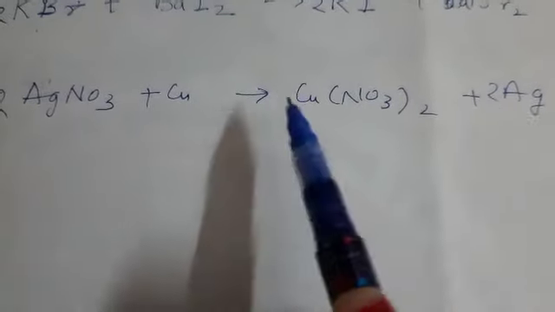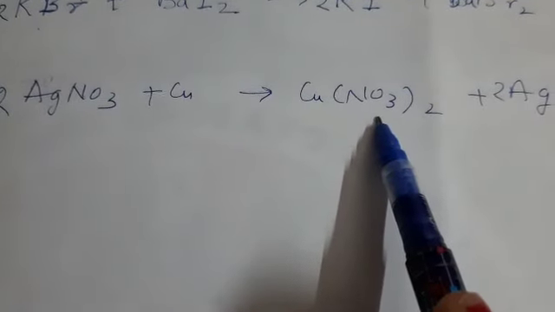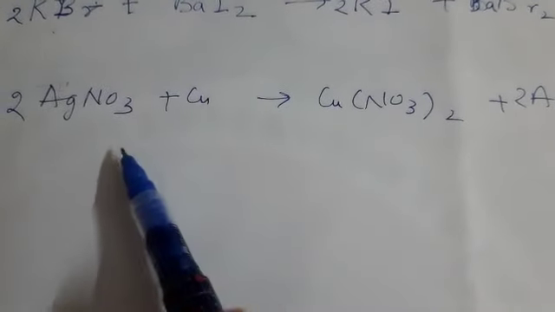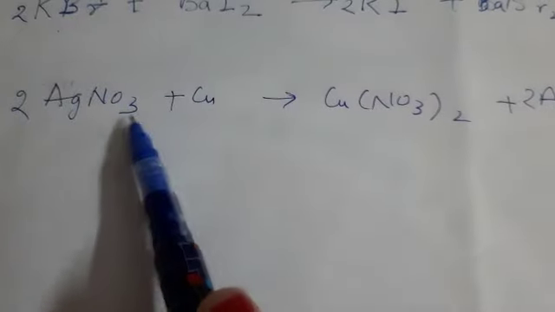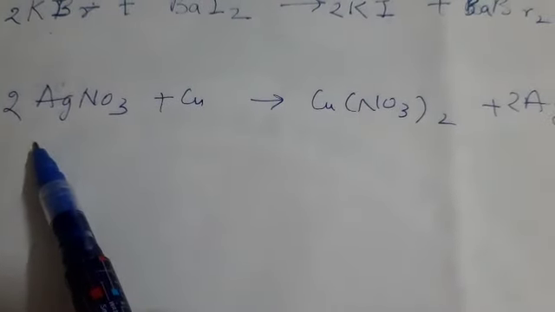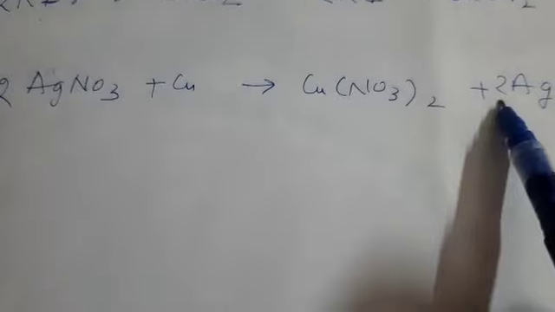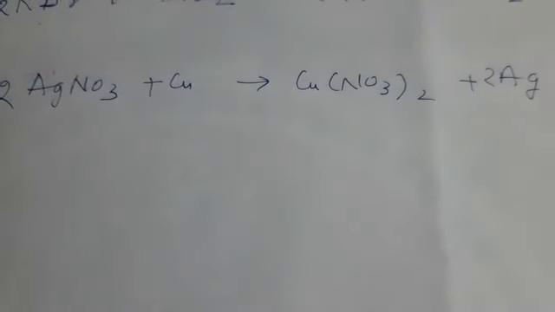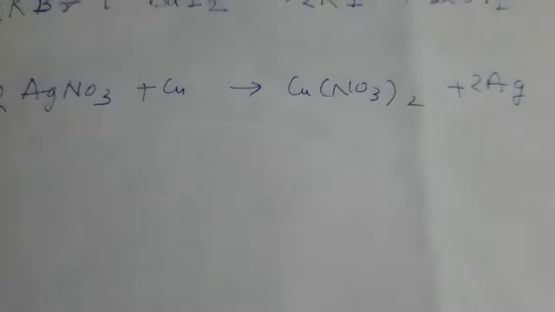Why we have written 2 here? Because when the formula is Cu(NO3)2, so NO3 is becoming 2 here. So for balancing NO3, we will write 2 here, and when we will write 2 here, then Ag also will be 2 here. So you have to write the balanced equation. So that is why you have written like this.